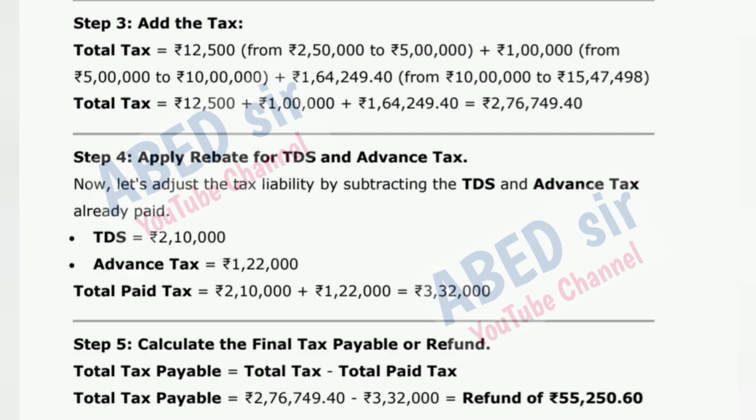Step 5. Calculate the final tax payable or refund. Total tax payable is equal to total tax minus total paid tax. Total tax payable is equal to 2,76,749 rupees and 40 paise minus 3,32,000 rupees is equal to refund of 55,250 rupees and 60 paise.